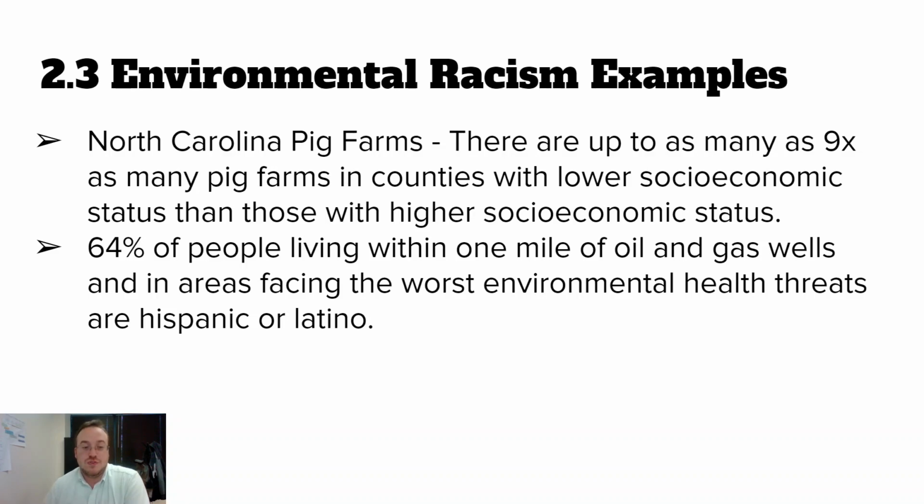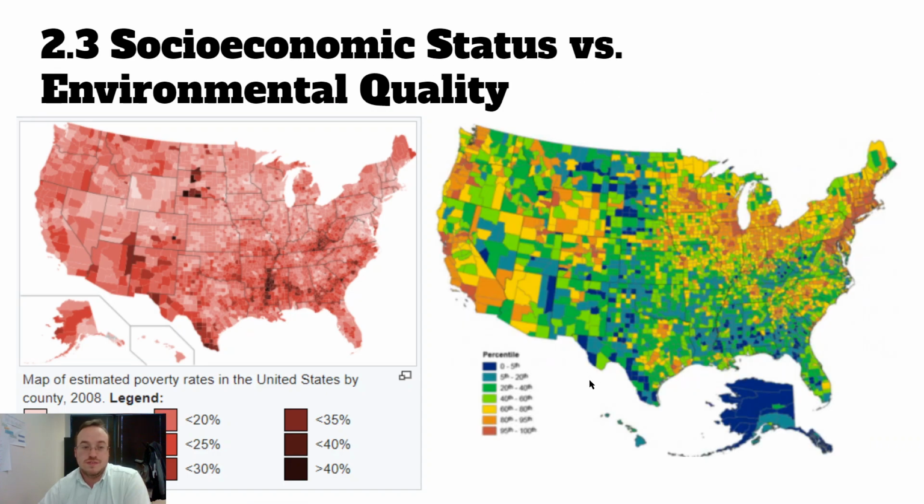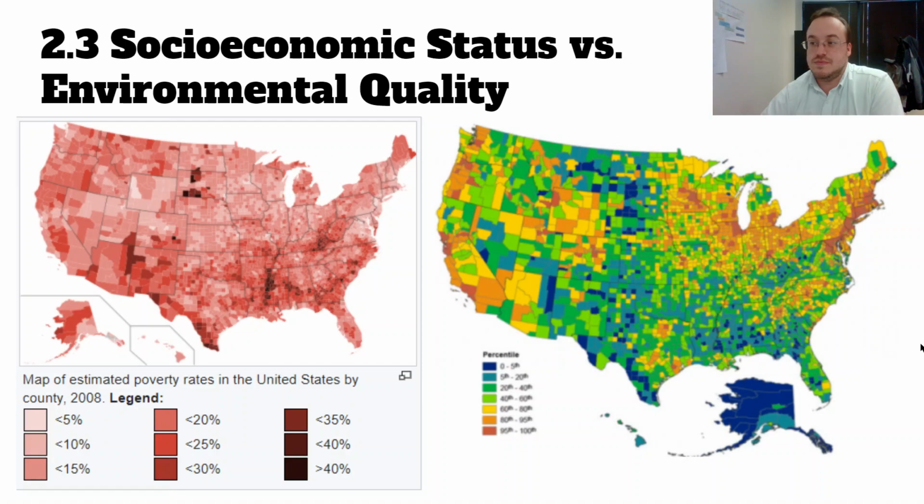Second example, 64% of people living within 1 mile of oil and gas wells, in areas facing the worst environmental health threats, are Hispanic or Latino. So oil and gas wells, I'm going to move the view to the maps that we were looking at earlier, right? Oil and gas farms are going to be in the southwestern part of the U.S., right?